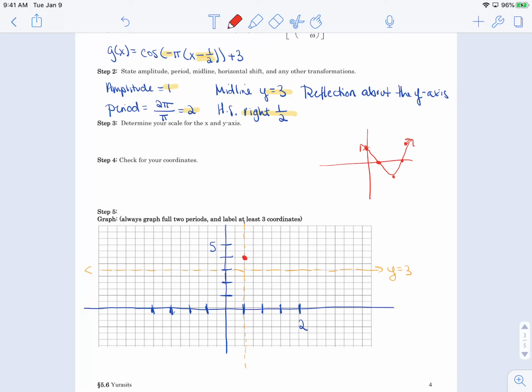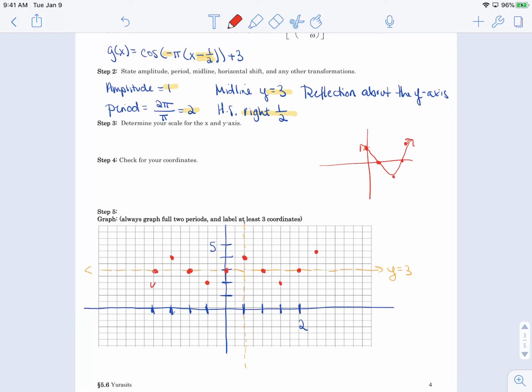If I'm at a high point, my next point has to be a midline. There's no other option. My next point has to be a low point. My next has to be a midline. And then my next one would complete one full period. So you really only need the first one, especially if it's a high point. If it's a midline, it's a little harder because you're like, do I go up or down on the next one? So just to follow it out so I can get 2 full periods, this guy's a midline, low point, midline, high point, midline.